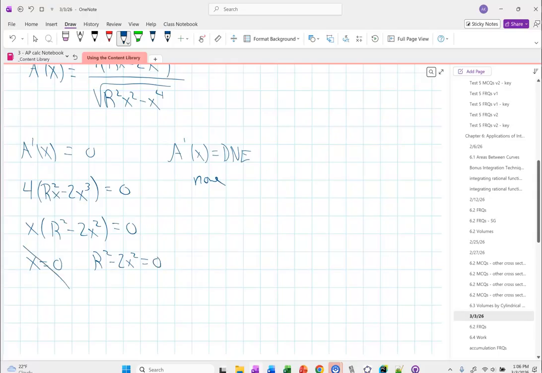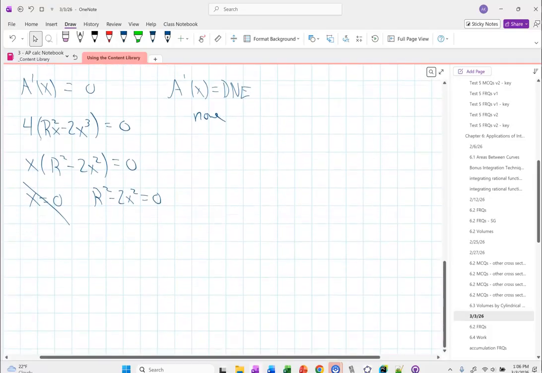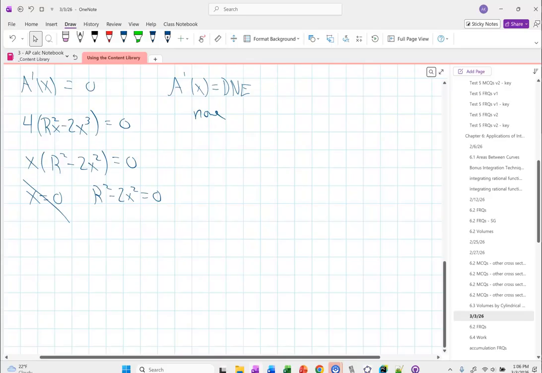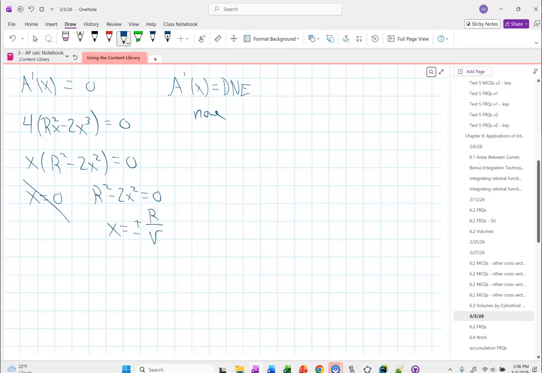I can discard x equals 0 as a solution. Why? It's not in the domain, right? x had to be greater than 0. So I just have this guy. We'll subtract the r squared over, divide by 2, and then square root both sides. And I can discard the negative answer because x has to be greater than 0. So this is my value.